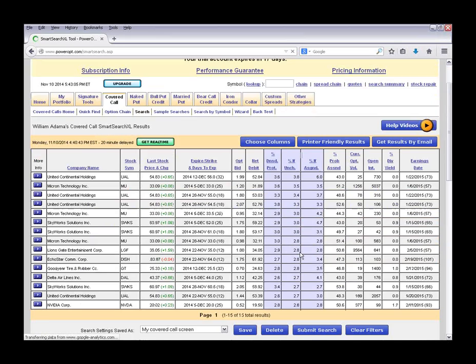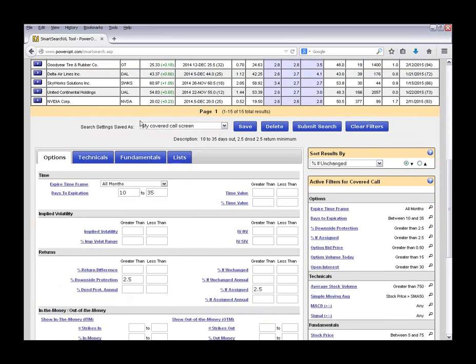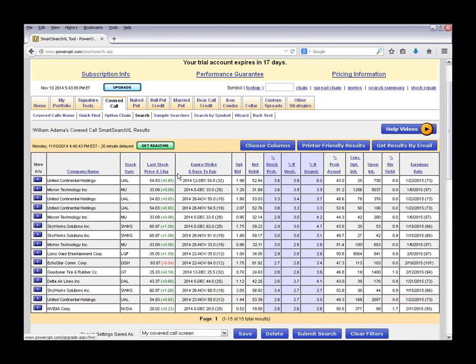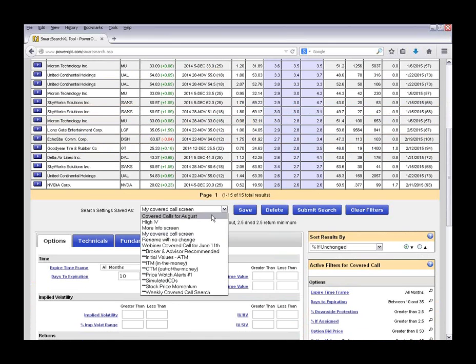After I've saved My Covered Call Search, we'll now see it at the top of our search tool in the parameter field. So if I log off now and then tomorrow morning I come back into Power Options, I go into Covered Call and I go into Search, I'll be able to select this screen or any of my other default covered call screens that have been created during webinars, or we could go to one of the default searches that are available marked with a double asterisk as well.